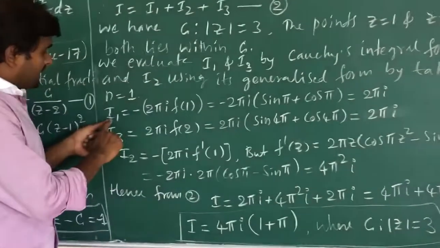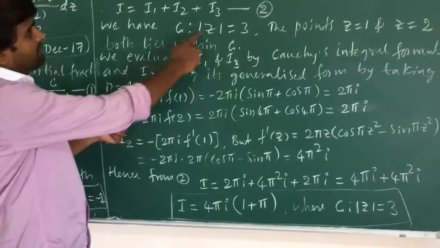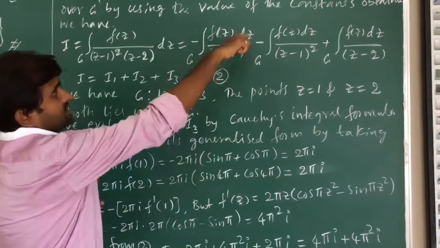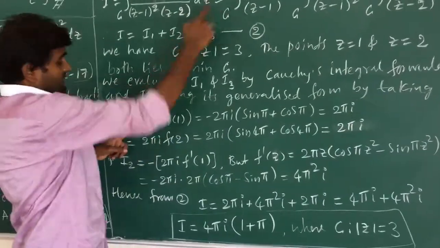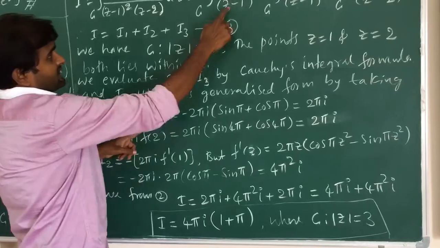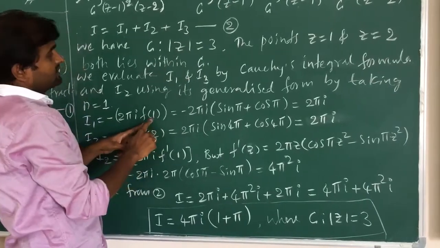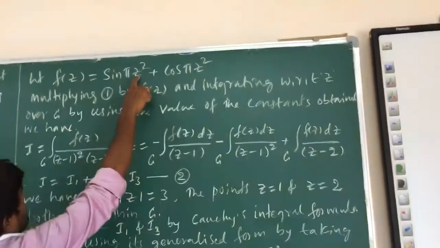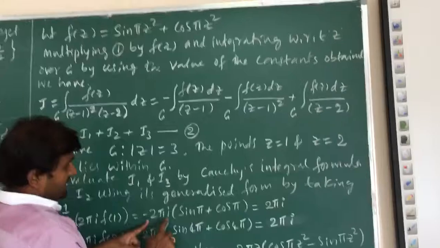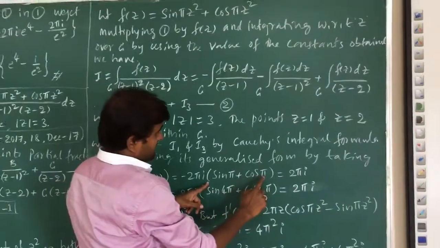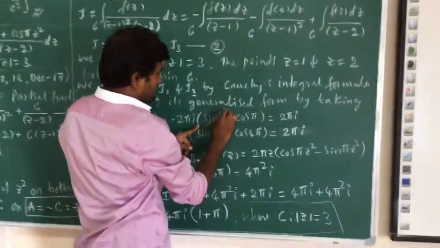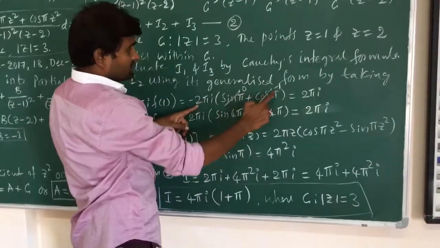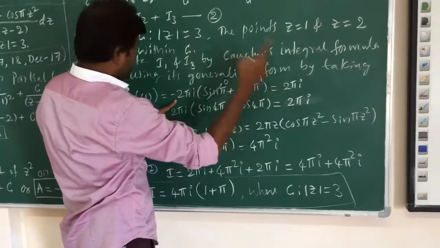Done. I1 is this part, so comparing with Cauchy's integral formula, you have minus 2 pi I f of z, where the value of z is 1, so f of 1. f of z is nothing but this whole value, so substitute z equal to 1. So minus 2 pi I into sin pi plus cos pi. You know the value of sin pi is 0, cos pi is minus 1. So minus 1 with the minus sign gives plus, so 2 pi I.